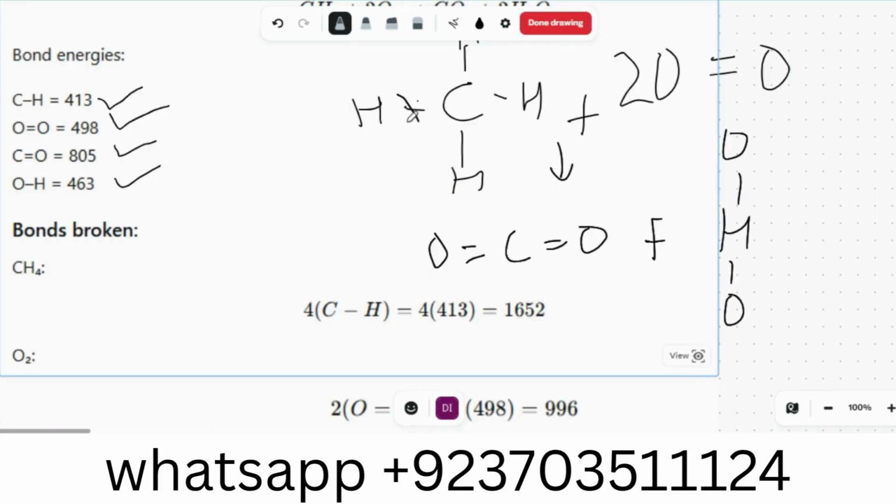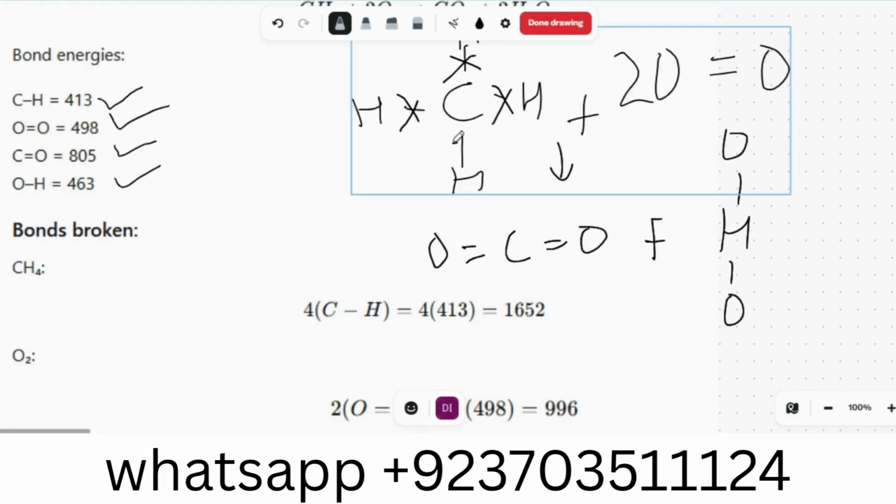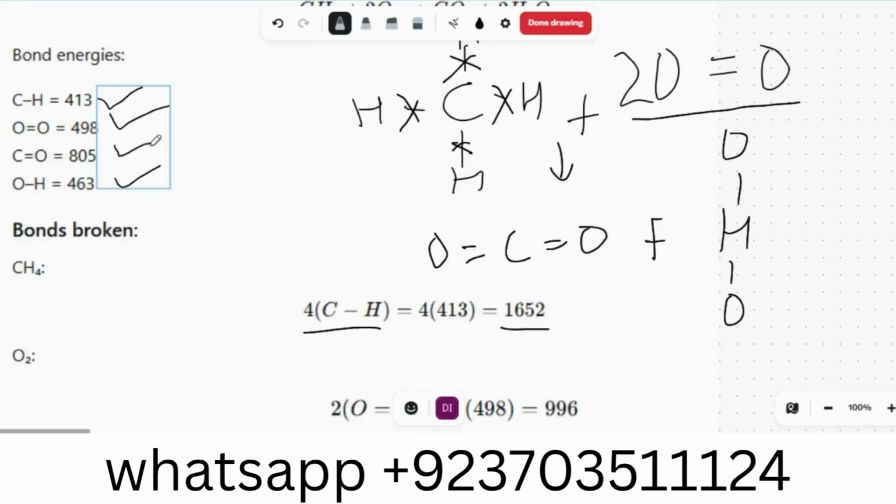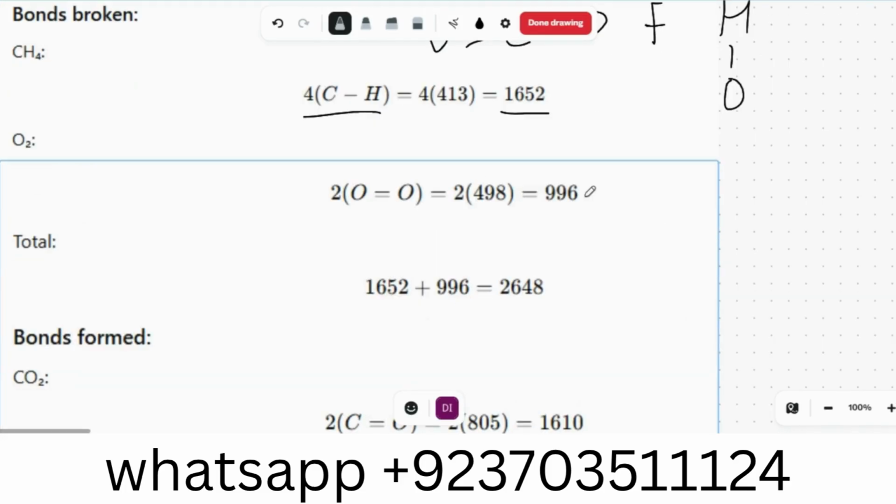One, two, three, four bonds of C-H, so we will multiply 4 times C-H. That would be 1652. Now we have to break two bonds of O2. O=O is 498, and we have to multiply it by 2. That would be the total energy absorbed, because bonds are broken.